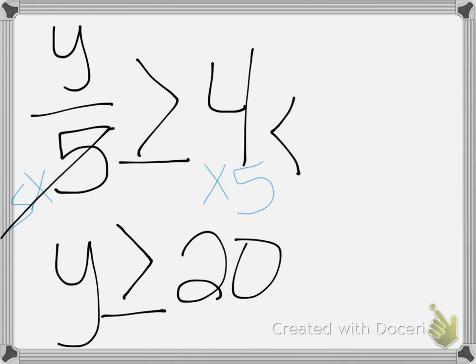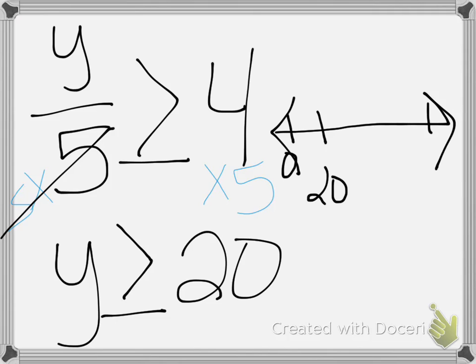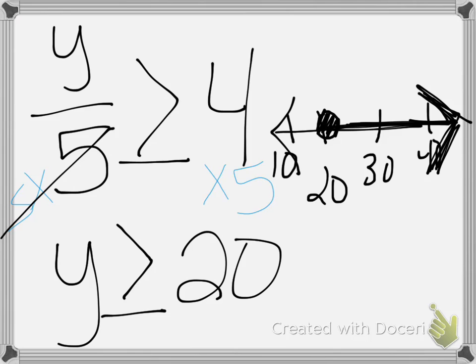To graph this one, let's put 20 right there and say that's 0. Say that's 40. That's 30. And so y is greater than, so I'm going to put a circle and I'm going to shade it in because it has that equal to symbol. And then y is all the numbers greater than. Okay? Let's try one more.